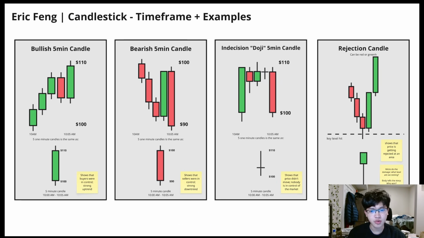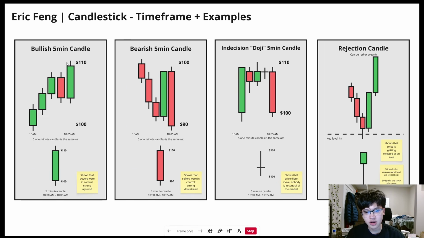Now I'm going to show you guys how multiple candlesticks can also make up different time frames, as well as the examples, so you can see how they tie together. On the left here, we have a bullish 5-minute candle, okay? And a 5-minute candle is going to be one candle, but it's going to be composed of 5 1-minute candles. Makes sense?